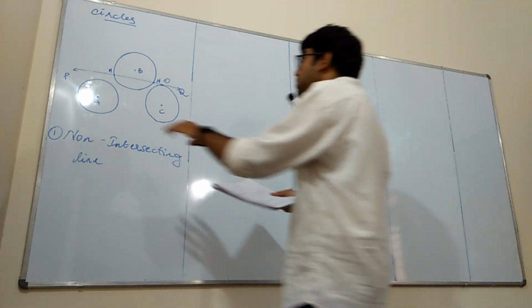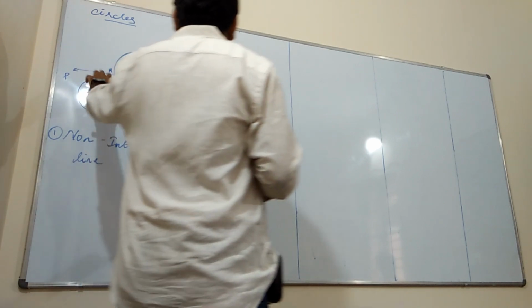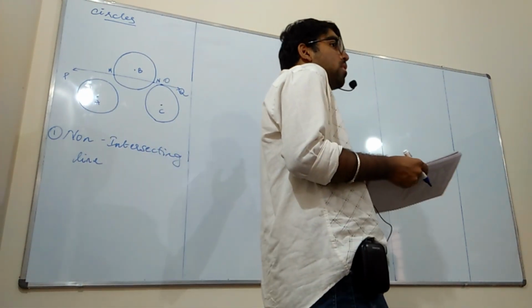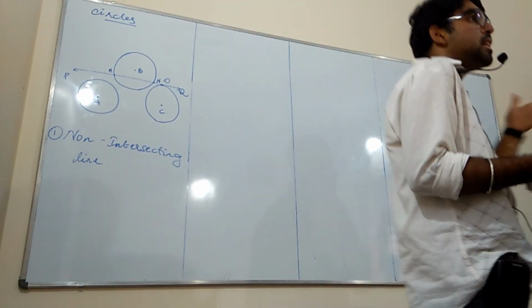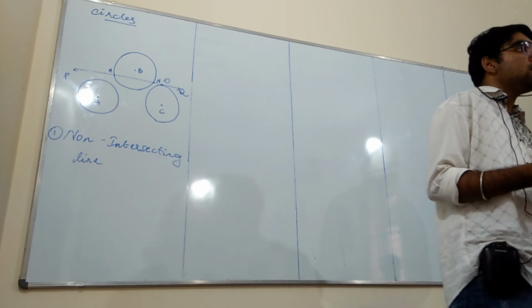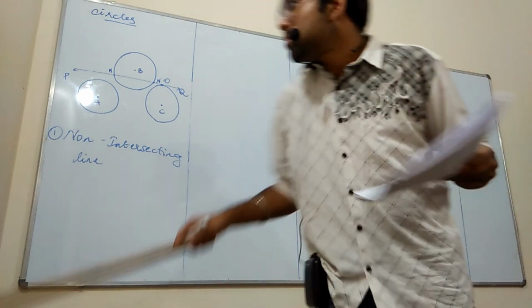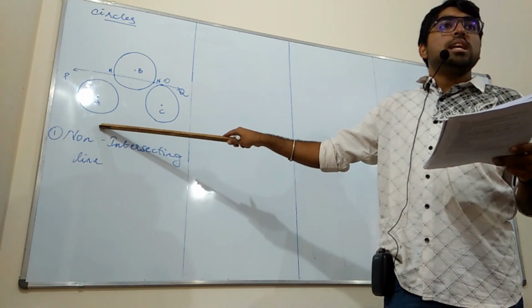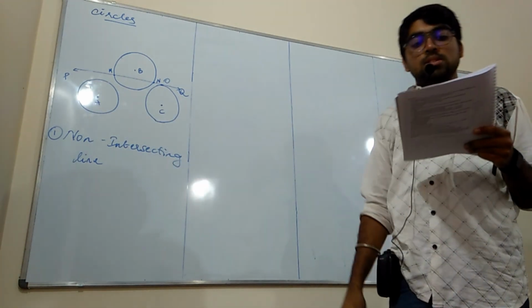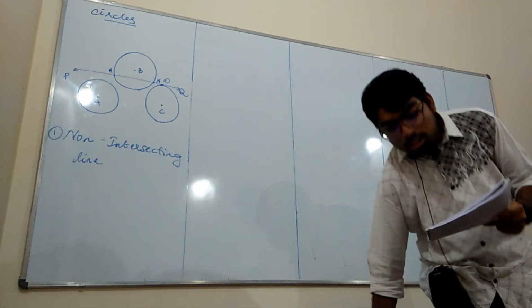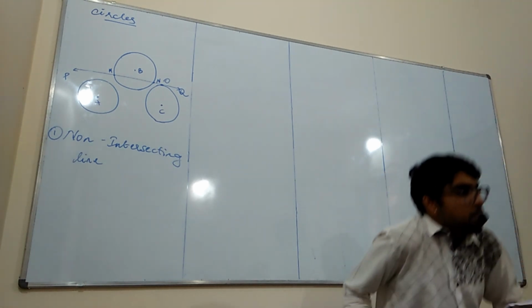Yes, this is for the first figure A. The line PQ and the circle with the center at A don't have any common points, right? First figure, this one, doesn't have any common points. Okay? In this case, full stop you put.